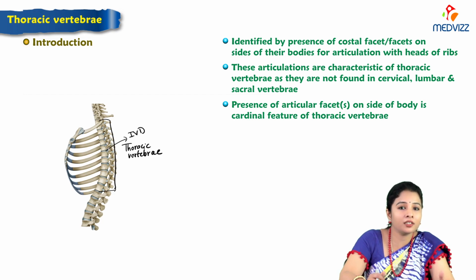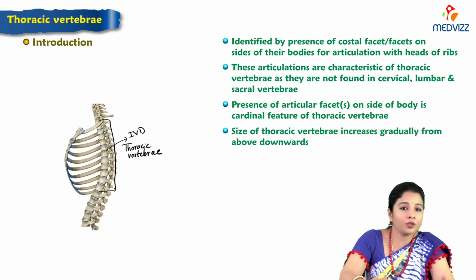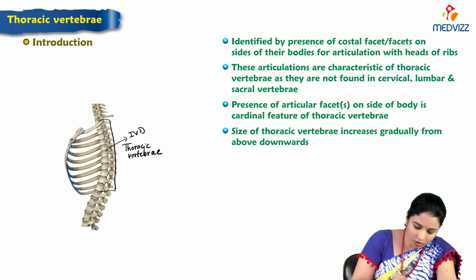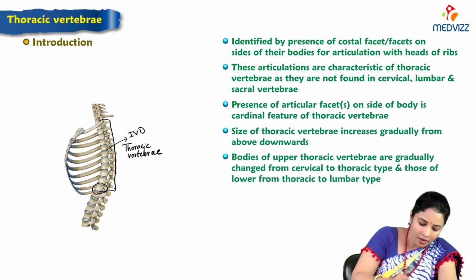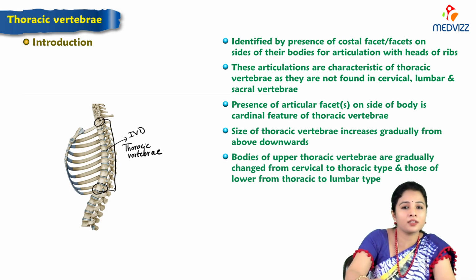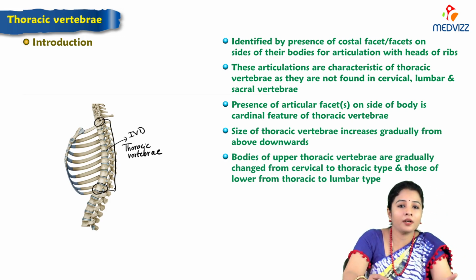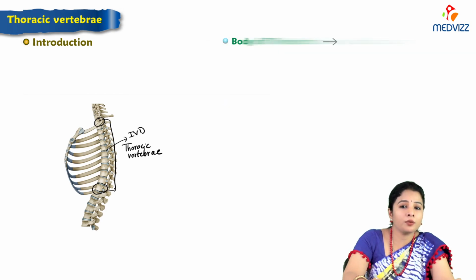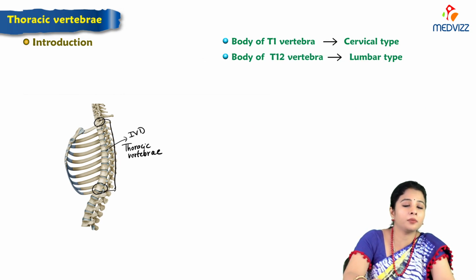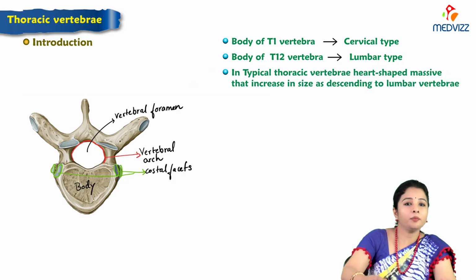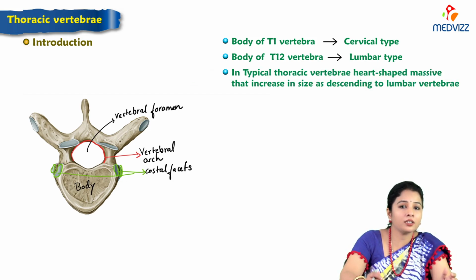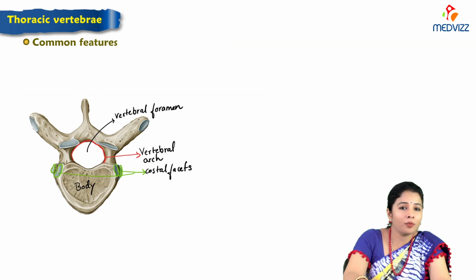If you observe the thoracic vertebrae here, the size gradually increases from above downwards. As we see, the lower thoracic vertebra is larger and the upper thoracic vertebra looks almost like cervical. So the lower are lumbar type and upper are cervical type. Therefore the body of the T1 vertebra is cervical in type and the body of the T12 vertebra is lumbar in type. In a typical thoracic vertebra, the heart-shaped body is massive and increases in size as it descends into the lumbar vertebrae. And let's see some common features.